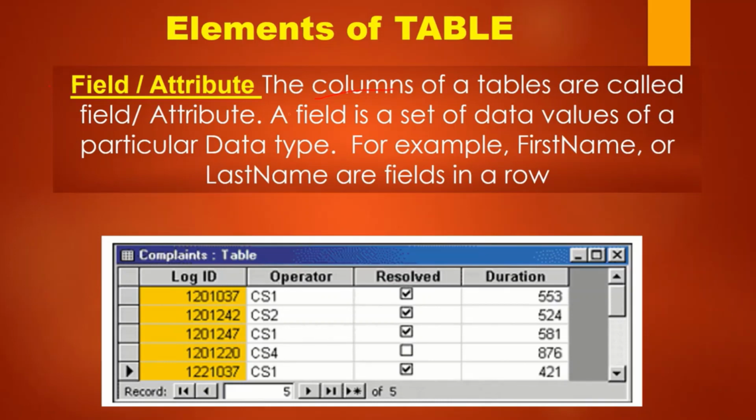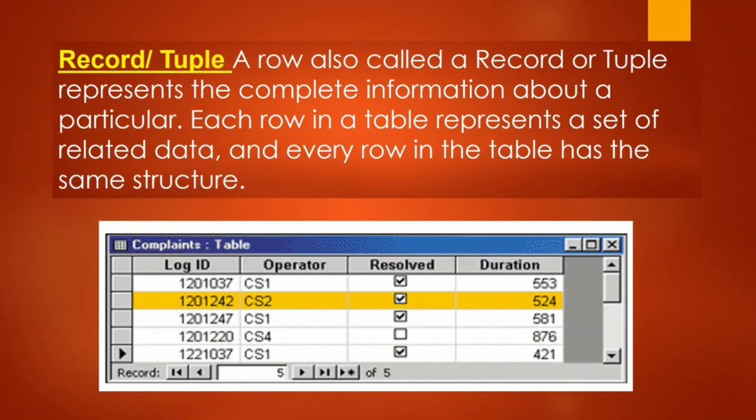And a field is a set of data values of a particular data type. Suppose this is the example. If we talk about this, you can say log ID, operator, resolve and duration. These are the different fields of the given table. Come to the next. Another element of a table is record or tuple.